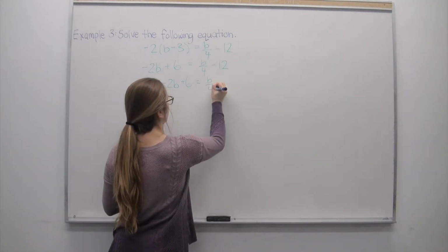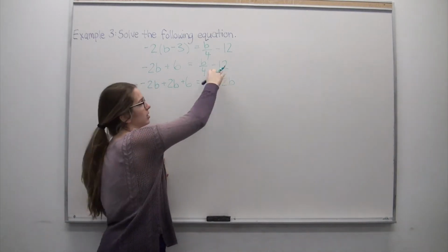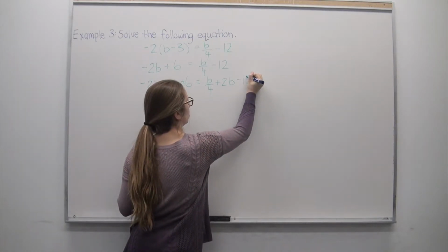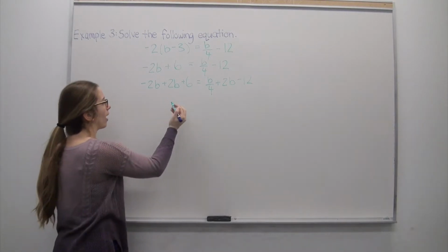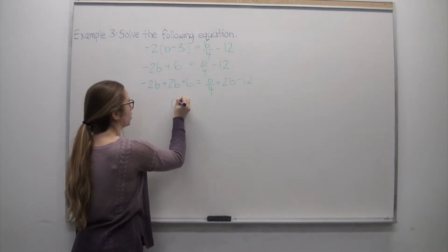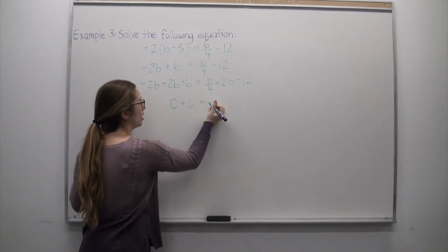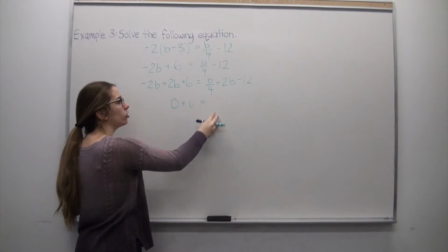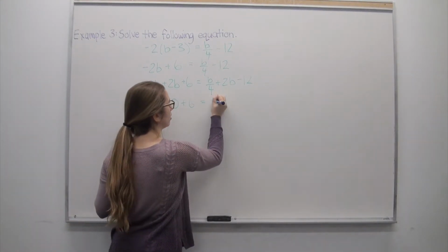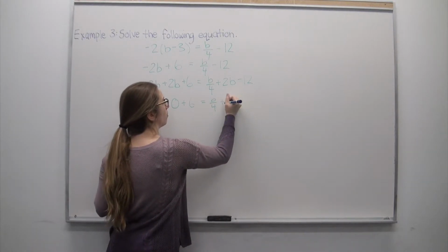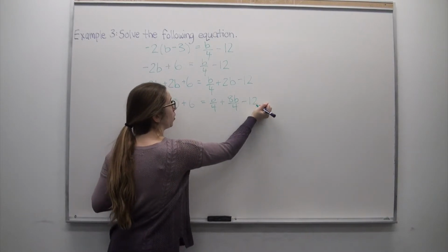Now, and I'm just going to keep the -12 the same. I'm going to collect like terms. So -2b plus 2b, that becomes 0. There is no other constant term, so 6 remains the same. Now on this side, just so it makes it easier for myself, I'm going to turn the 2b into a fraction as well. So I have b over 4 plus 8b over 4. Nothing changes to the -12.